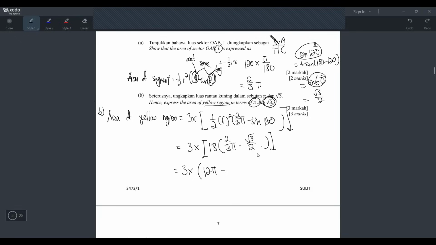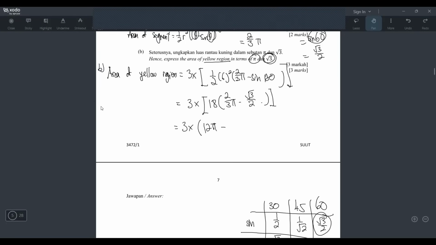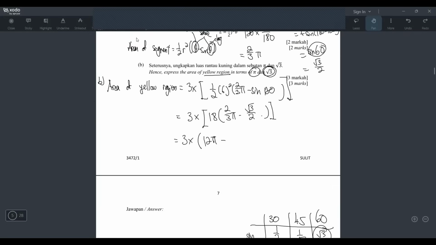But I still recommend students to memorize it, even if you have the calculator. I still recommend you to memorize it, so that you can take it out whenever you want.